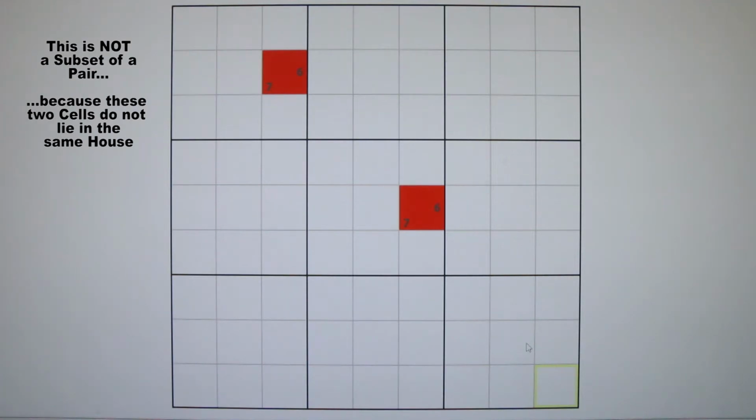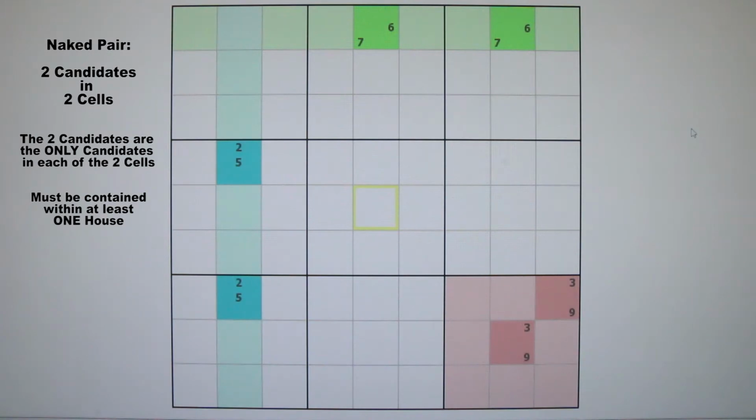Now notice that this does not constitute a subset of a pair because the two cells do not lie in the same house. Understood? Okay, good. The pairs must lie in the same house. Like the 7 and the 6 and the 7 and the 6, they both lie in row 1. The 2 and the 5 and the 2 and the 5, they both lie in column 2. And the 3 and the 9 and the 3 and the 9, they both lie in block 9. That's why you can make those eliminations. Any cell that's outside those houses cannot be affected by the presence of those naked pairs.